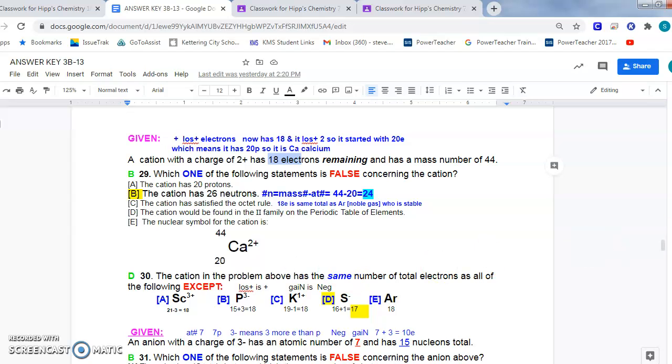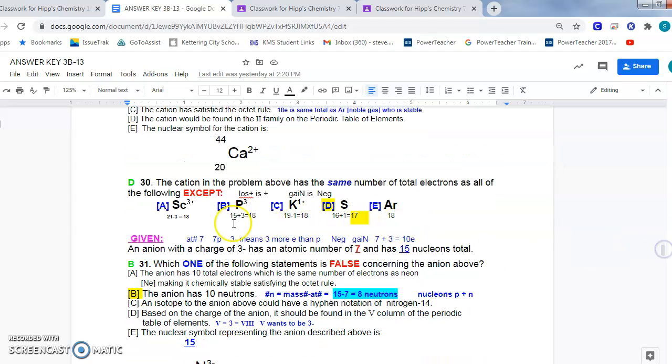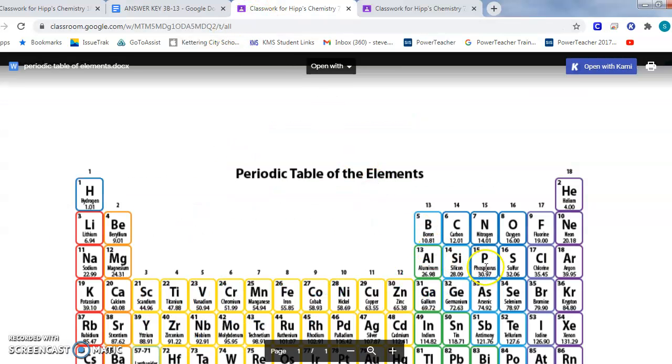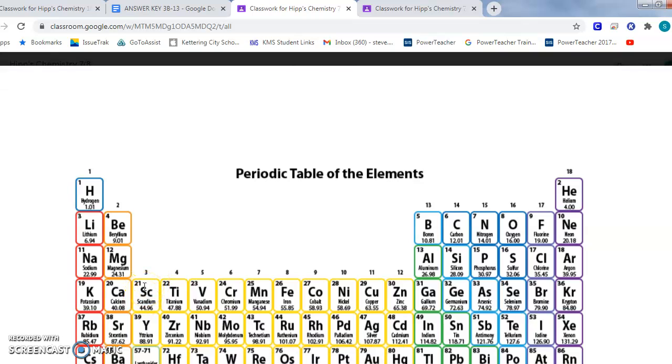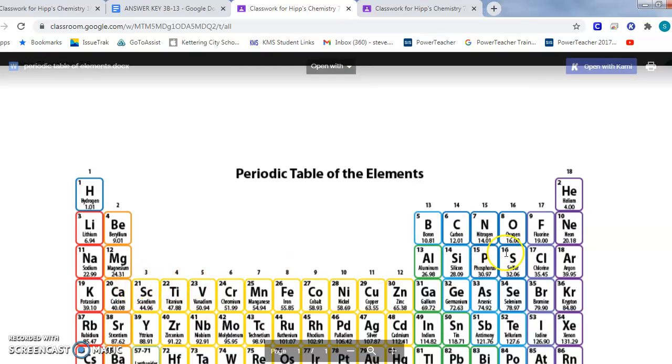The cation on the problem above, we already know has 18 electrons remaining. It would have the same total number of electrons as all of the following except one of these. So how many does scandium have? Scandium's 3 plus. There's scandium. It's 21, and if it's plus, it's lost electrons. It has 21 positives. It would only have 18 negatives. 3 more positives than negatives. 21 minus 3 is 18. Same number as calcium.